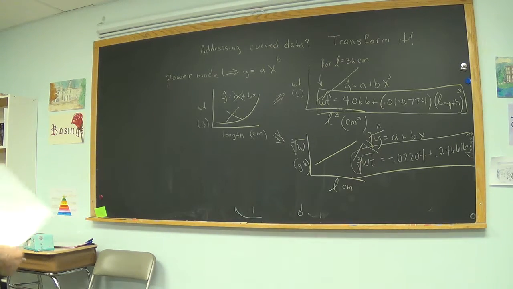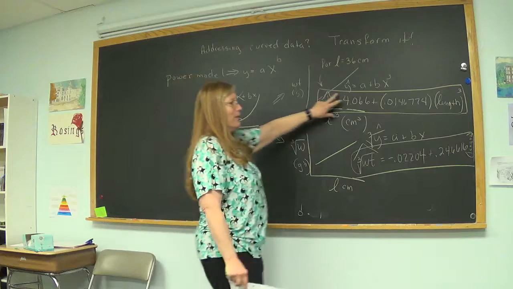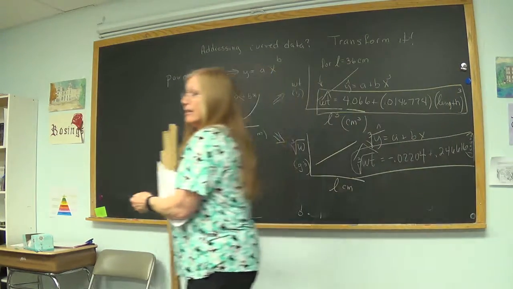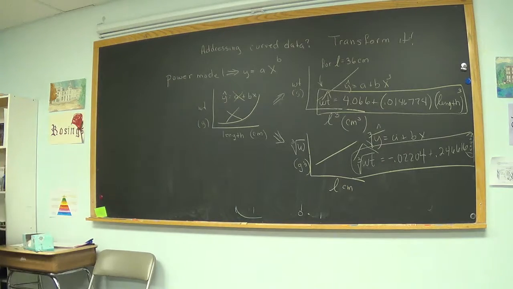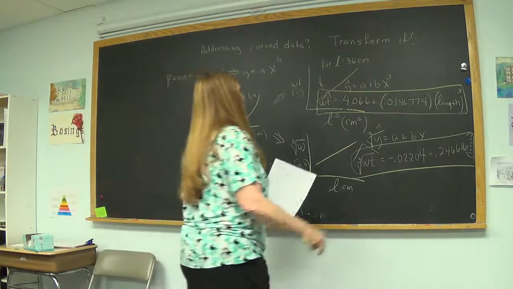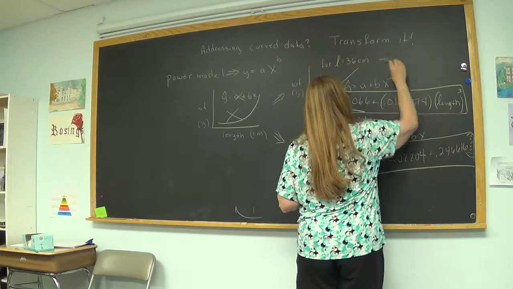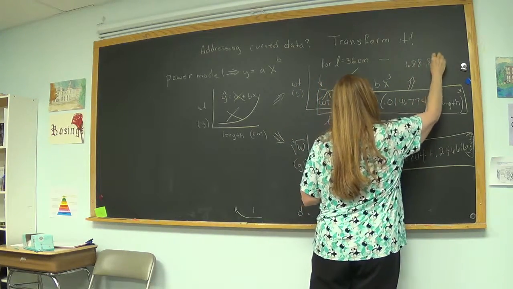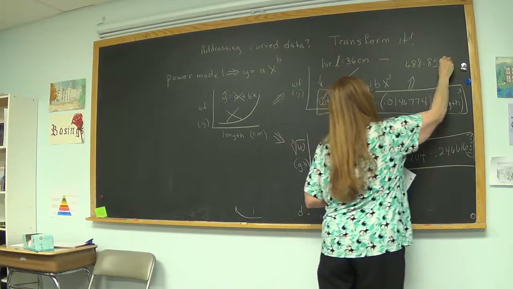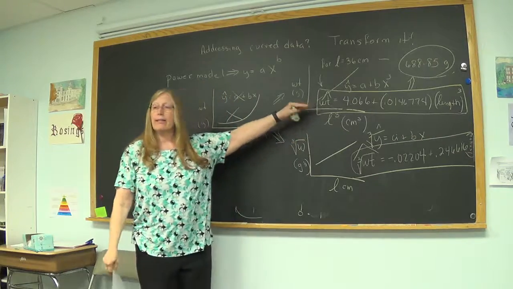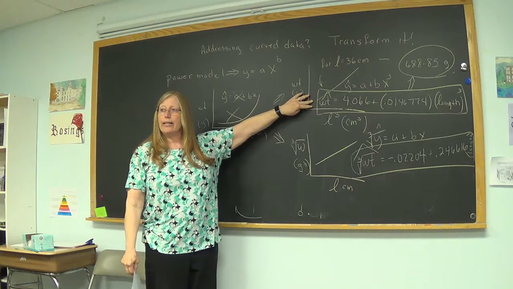Anyone got it? We're putting 36 into this regression line. 688.5. Who's bouncing? Anybody gonna bounce? 688.5. Anyone confirm? Ryan, Haley, Brandon confirm. 688.85 grams. All right, so that's the expected value if we use this regression line that straightened out our data.